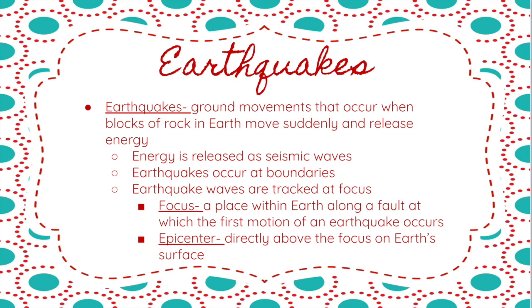So let's define what an earthquake is. An earthquake is the ground movement that occurs when a block of rock and earth moves suddenly and releases energy. And energy is released as seismic waves. And they occur at the boundaries, like I've previously stated, especially the transform boundaries, which cause the scraping from side to side. And earthquake waves are tracked at the focus of the earthquake.